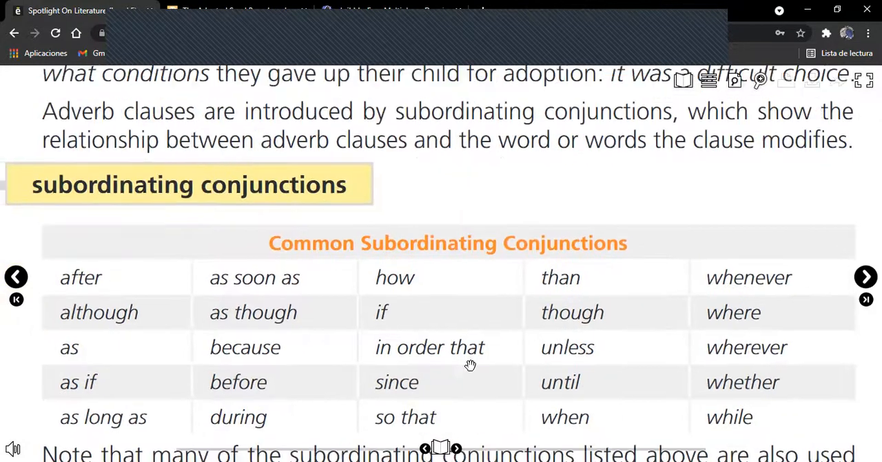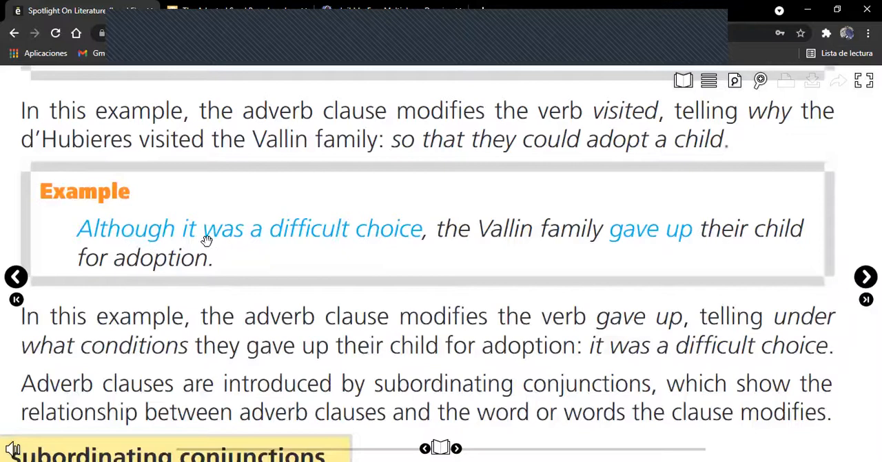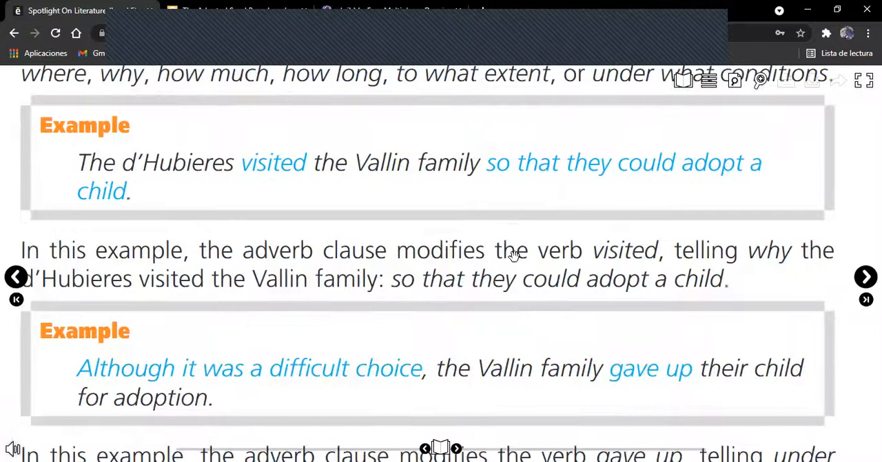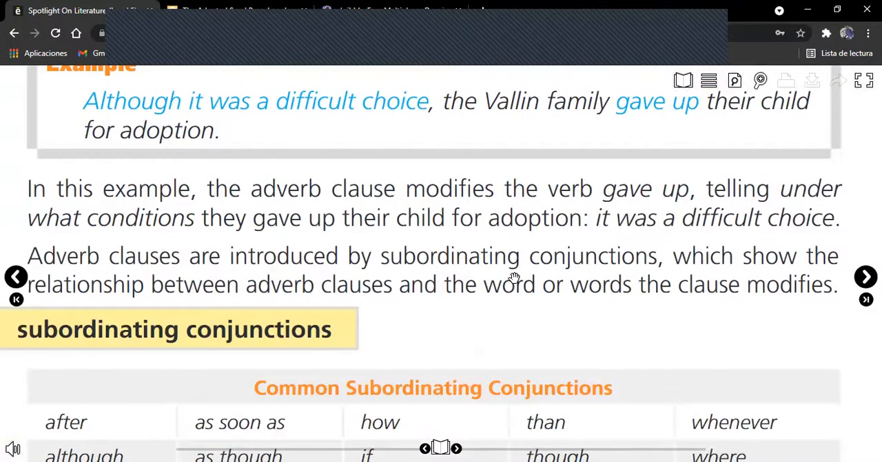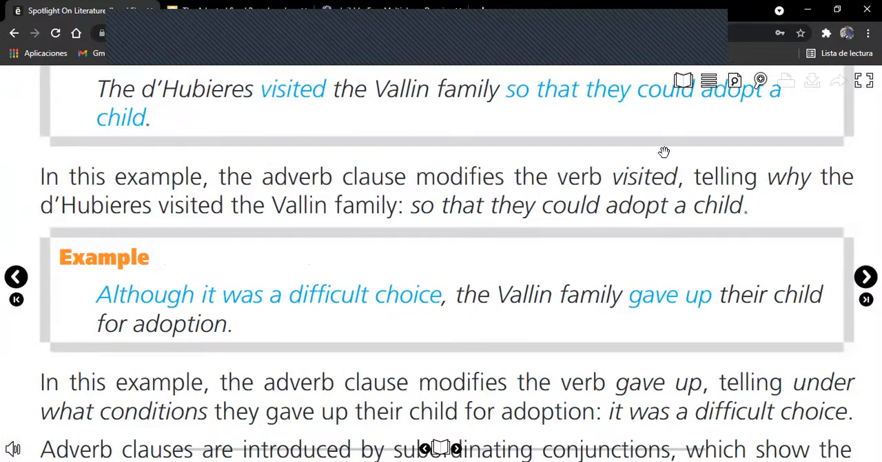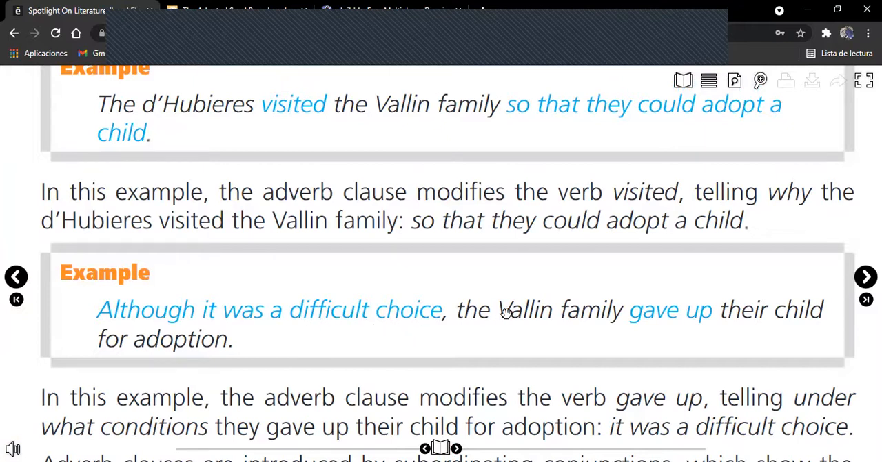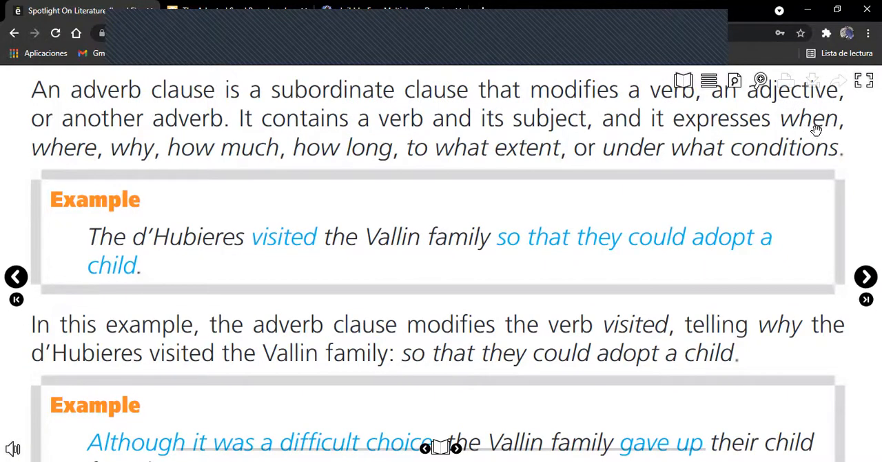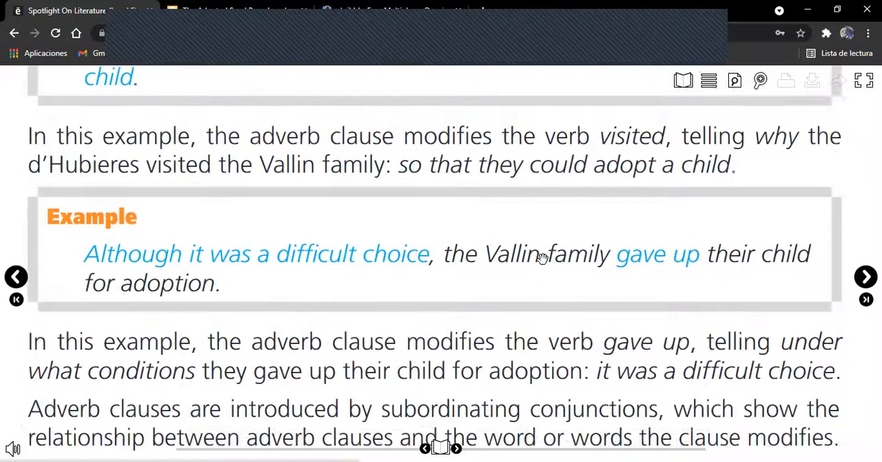Here we have the most common ones. And here you have "although" and "so that." This is for why, this is for showing some contrast. And it says that subordinating conjunctions show the relation between the adverb clauses and the words that are modified. So the relationship between the verb and the clause is more information, and the information is more specific. They show you when, where, why, how much, how long, to what extent, or under what other conditions.